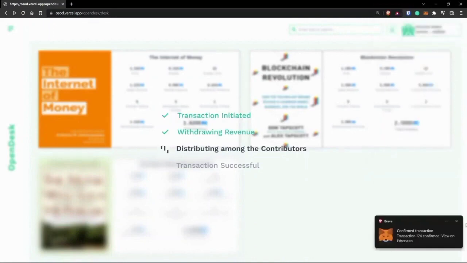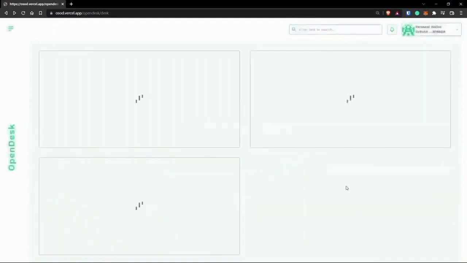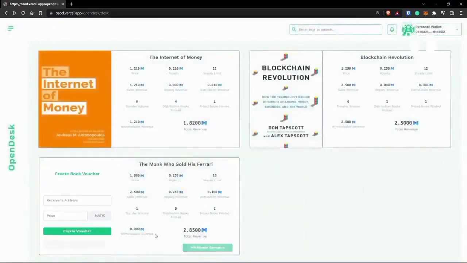The publisher can also withdraw the revenue among the contributors according to the shares that were listed at the time of publishing the book. Now here we can see the withdrawal revenue has been set to zero as it has been distributed among the contributors. Thank you.